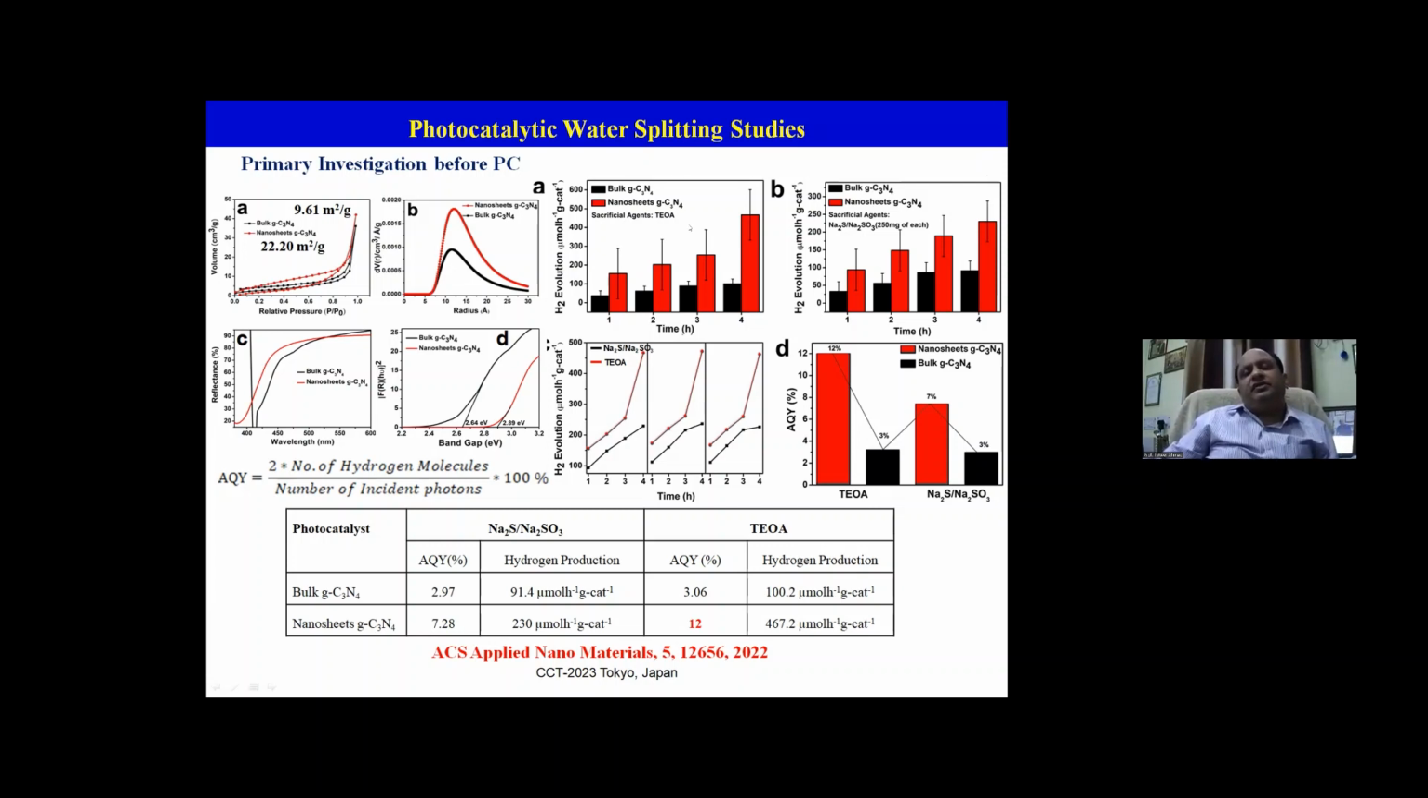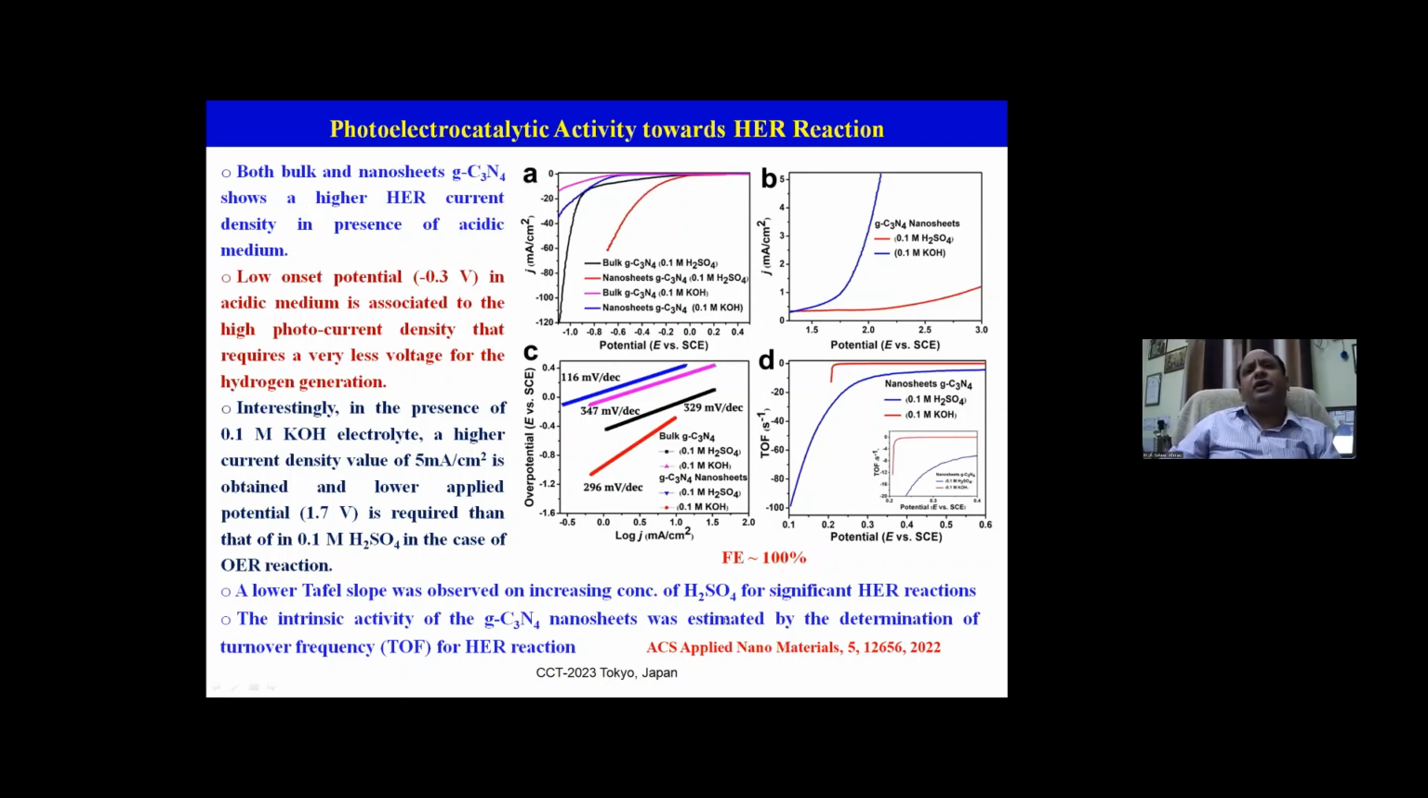When we take triethanolamine as the sacrificial agent, the amount of hydrogen produced was tremendous, around 470 micromole per hour, and sodium sulfide gives a hydrogen evolution of around 230 micromole per hour. And with triethanolamine, it gave an apparent quantum yield of 12%, which is the highest we have in the literature. Then we do the detailed photoelectrocatalytic and electrocatalytic activity for the HER reaction. This is the HER plot, meaning hydrogen evolution plot.